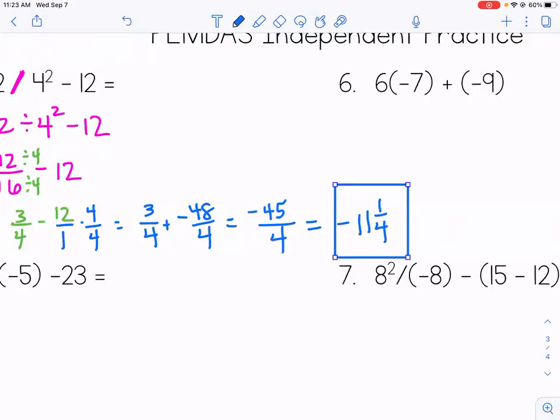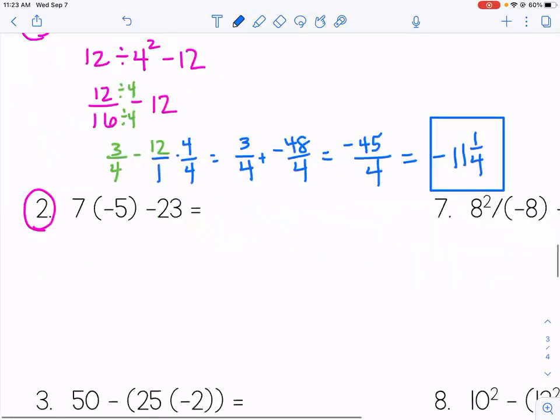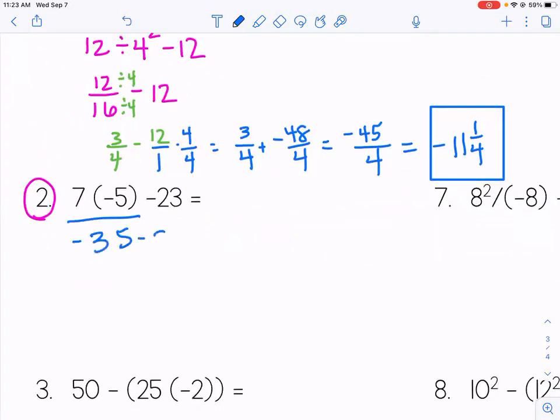Okay, so your second one is negative 58. Did you get negative 58? Yes. Because we get negative 35 minus 23, keep, change, negative 35 plus a negative 23 gives us negative 58.